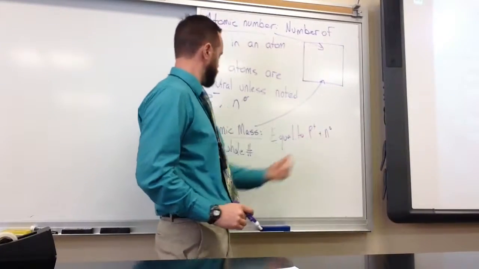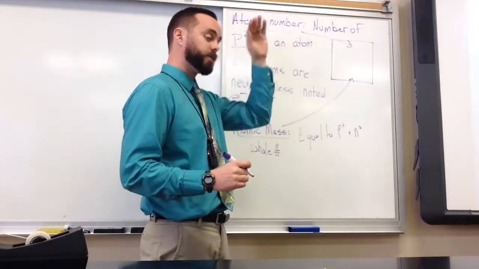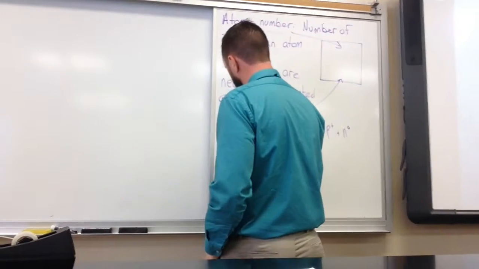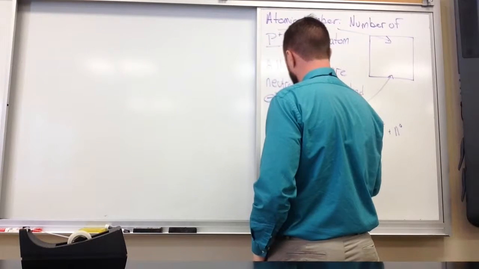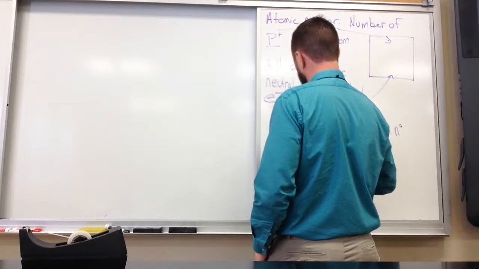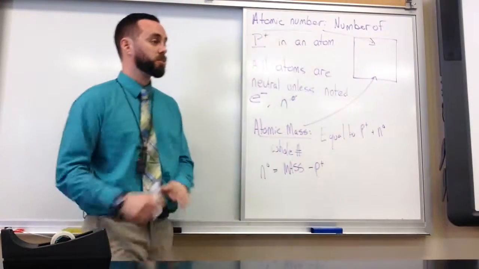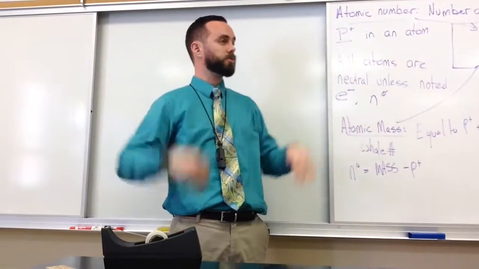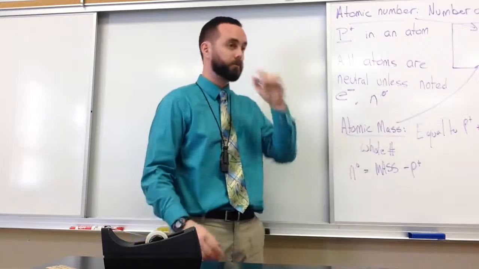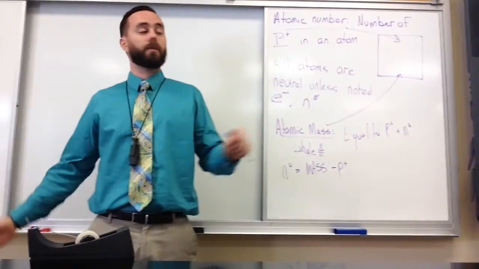So last bit, to figure out the number of neutrons is this. Since we know protons plus neutrons equals our mass number, if we know what our mass number is, we can just take away protons and we get neutrons. So to get neutrons, which is N sub O, or NO, equals mass minus protons. Because mass is protons plus neutrons. If we want to figure out what neutrons are, we take away protons from mass, and what's left behind is the neutrons. So far, so good?